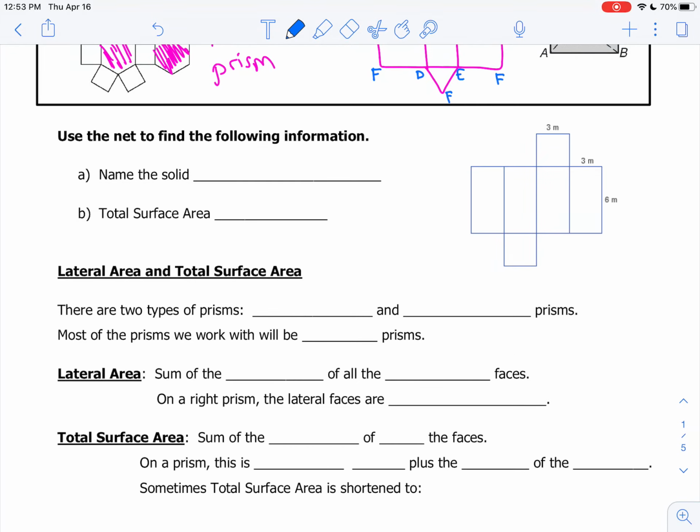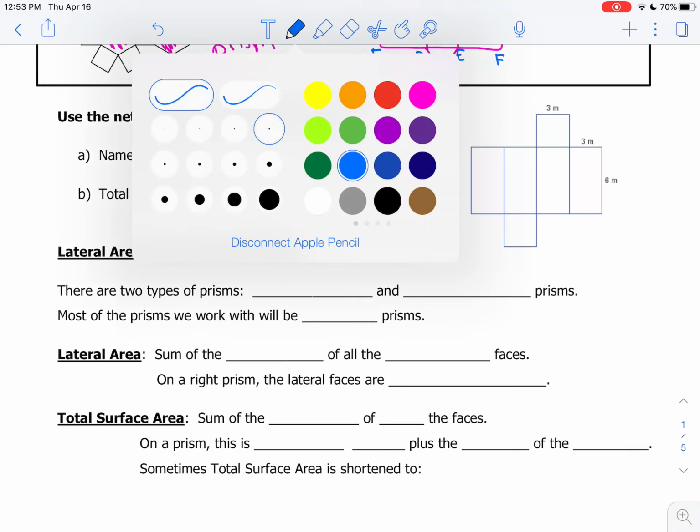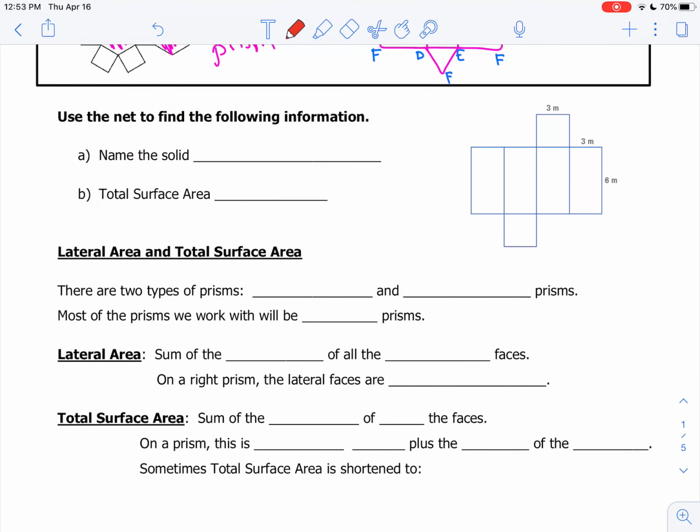Continuing page 1. This one is going to review what we did in the last lesson, using this net to find the area. So first it says to name it. The first thing I'm going to focus in on, I can see right here, if I make that fold, that's a 3 and a 3. And so I can see that those guys are going to be squares. So we can call this a square prism. It's got 2 congruent squares and then 4 rectangles to bring those 2 squares together.